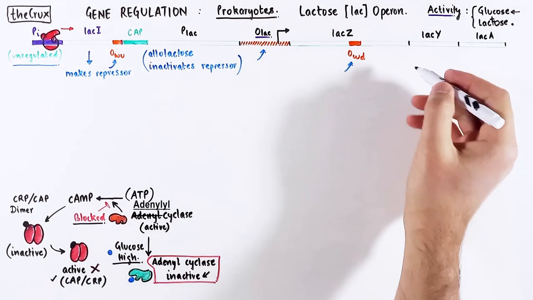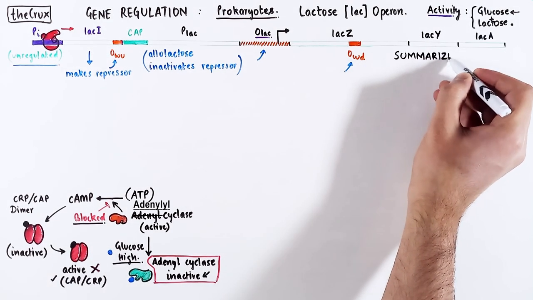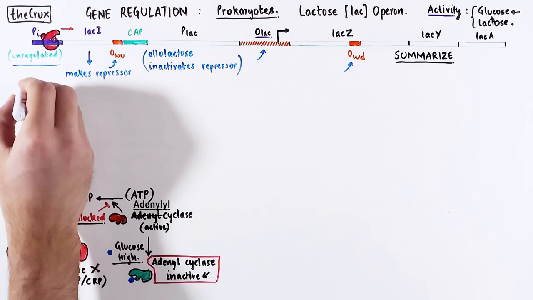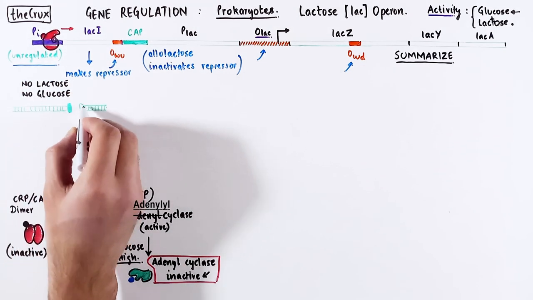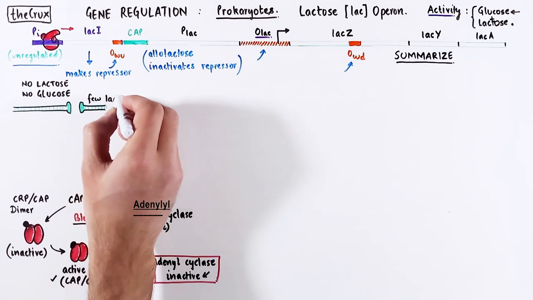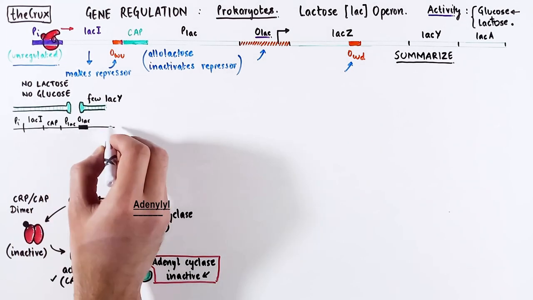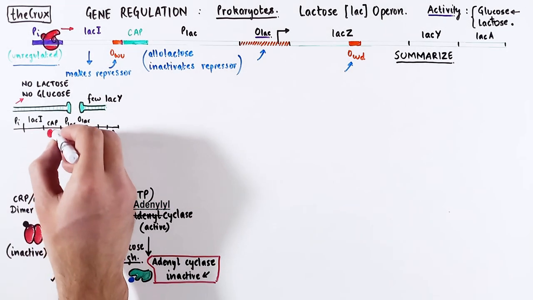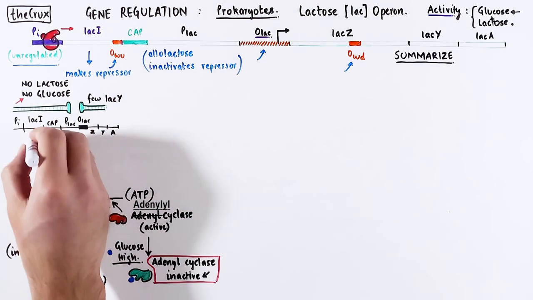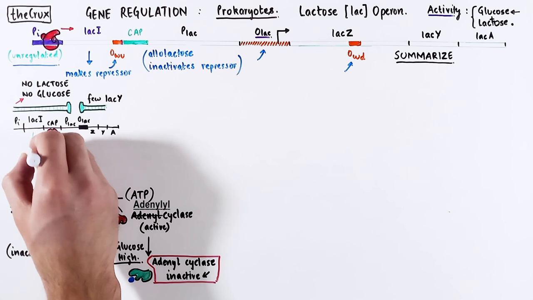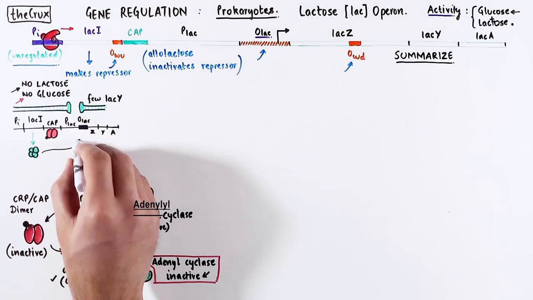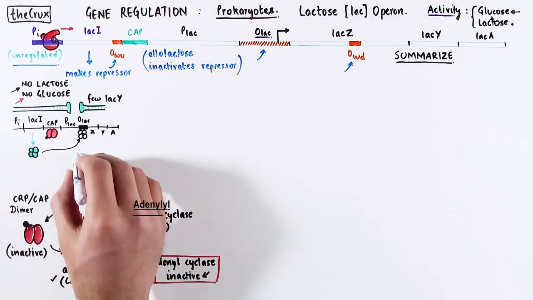Great, now let's summarize all the scenarios of the lac operon in a bigger picture. When there is no lactose and no glucose around, a basal level of LacY is made, and it stays on the cell membrane. Given the lack of glucose, the activated CRP can bind to the CAP binding sequence. But since there is no lactose, the repressor will remain active as well and bind to the operator. So the transcription from the lac operon remains off.